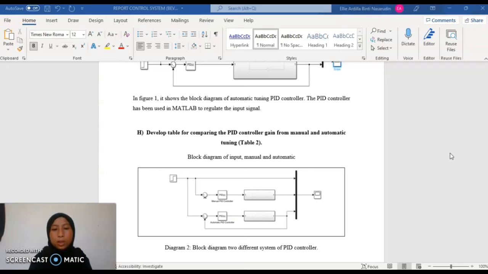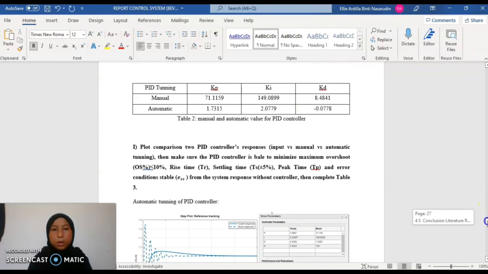Next, I will be presenting the part of H, develop table for comparing the PID controller gain from manual and automatic tuning, which is in table 2. So basically, we have this block diagram. This is the manual PID controller, and this is the automatic PID controller. So in this table 2, we have a manual and automatic value for PID controller. So we have PID tuning, which is for manual and automatic.